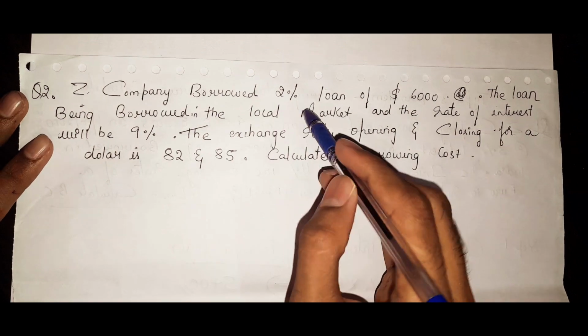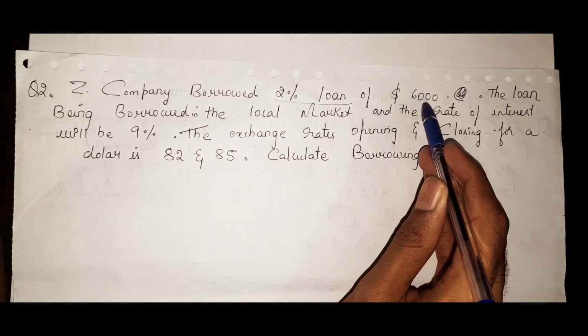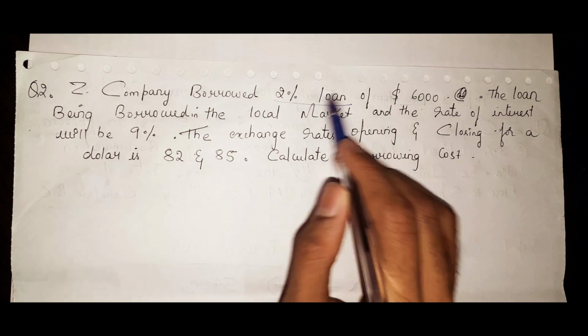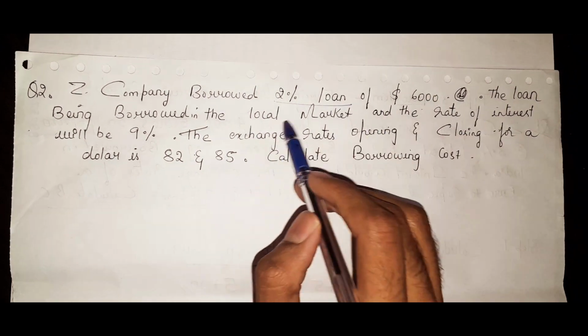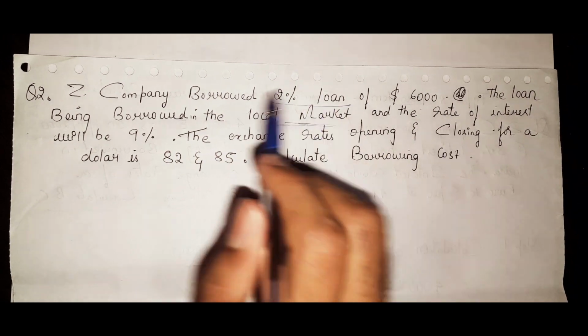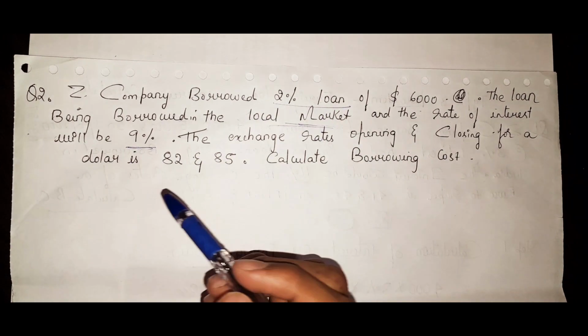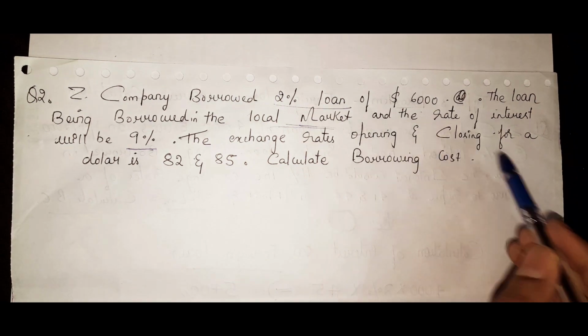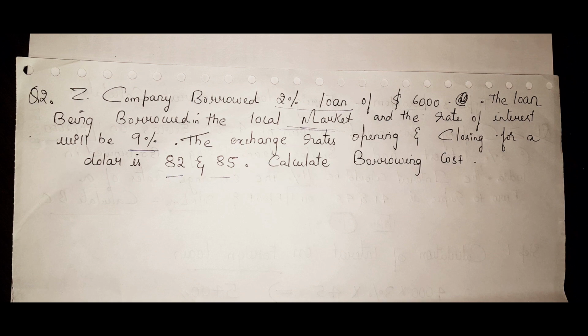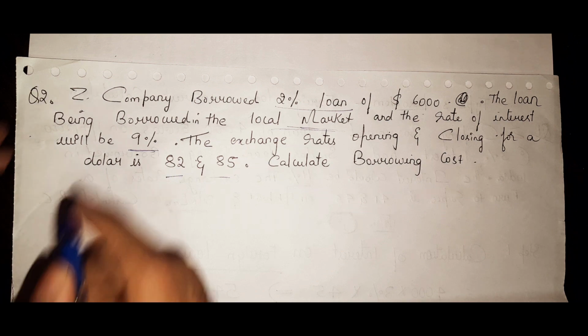X company borrowed 2% loan of $6,000. So $6,000 they are taking loan of 2% interest. If the same loan was obtained in the local market, meaning India, the rate of interest would be 9%. The exchange rate on opening and closing dates for dollars is 82 rupees and 85 rupees. Now let us calculate the interest on loan.